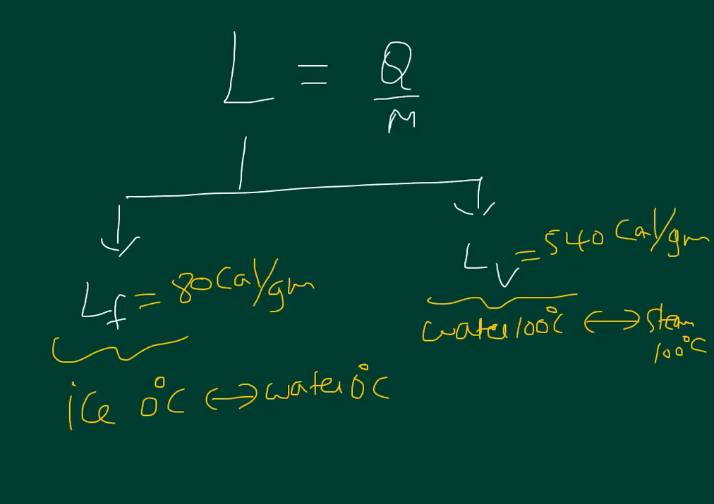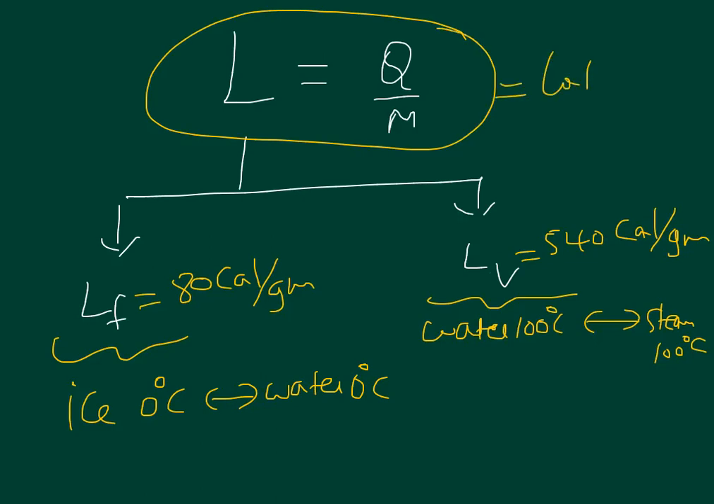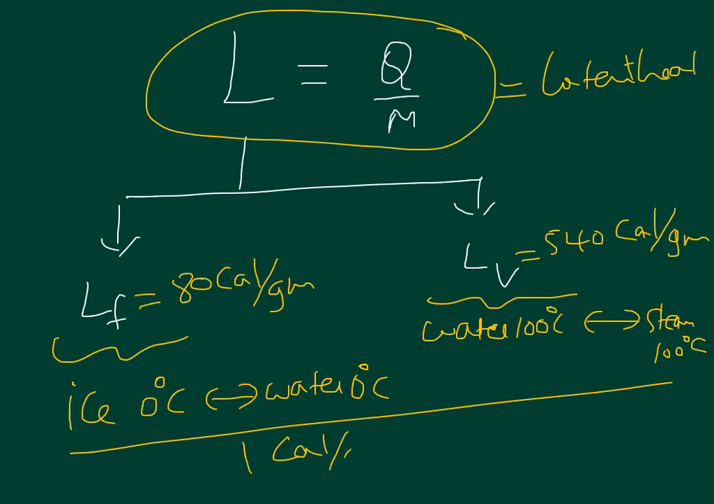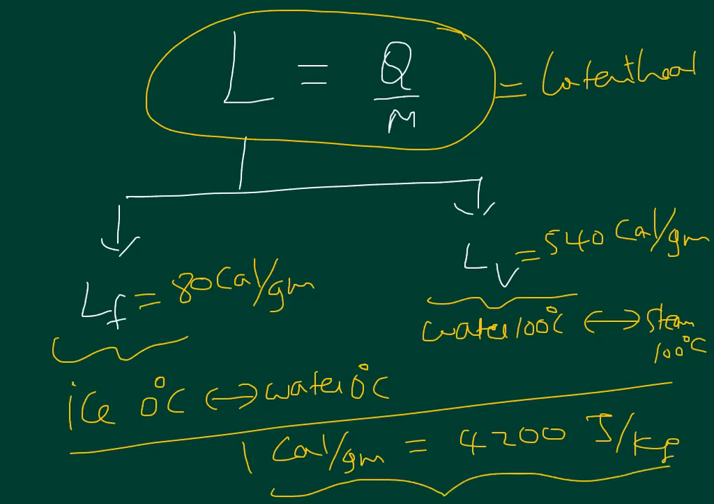I hope you are understanding this topic better. It's very simple, you just have to analyze the topic. Here L is equal to Q by M, so L is called latent heat. And the conversion: 1 calorie per gram is equal to 4200 joule per kg. It is a simple conversion from calorie per gram to joule per kg, because 1 calorie is 4.2 joules and 1 gram is 10 power minus 3 kg. I hope now you are clear with this latent heat topic.